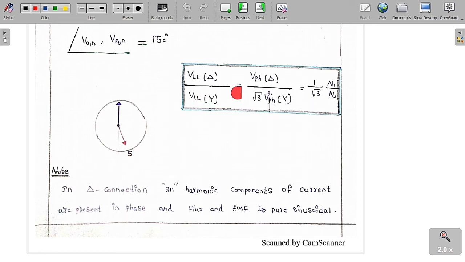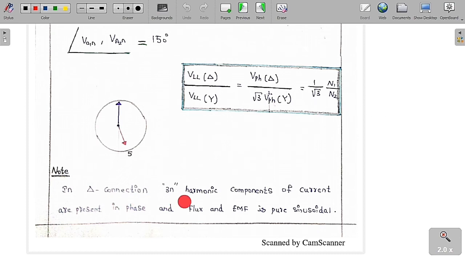Now if you want to find the line to line delta voltage by line to line star connection, see, always the phase voltage and line voltage are the same for a delta connection. So V phase by delta, whereas the line voltage is equal to root 3 times the phase voltage in star connection. So therefore 1 by root 3 into V L1 by V L2 we are going to get.